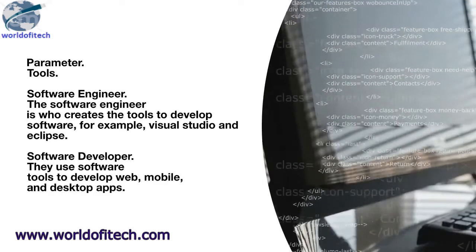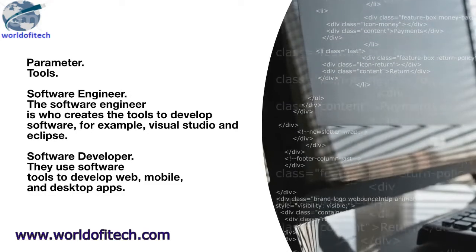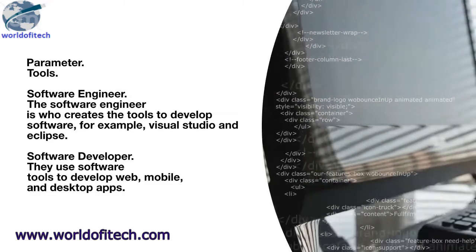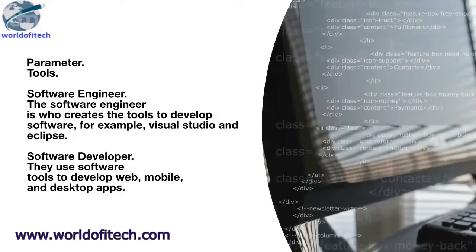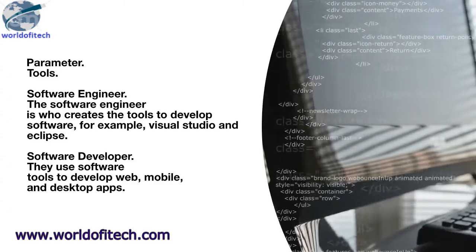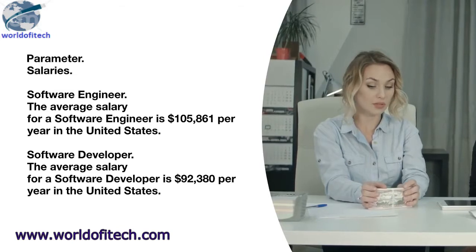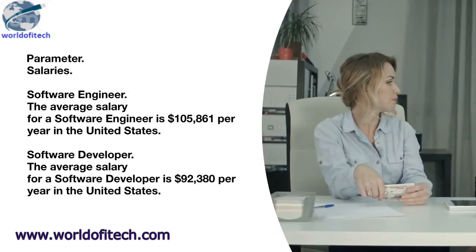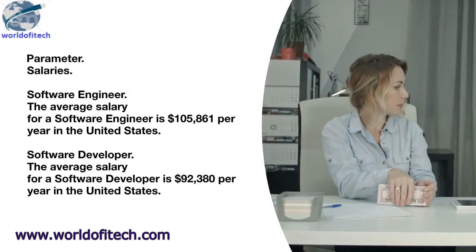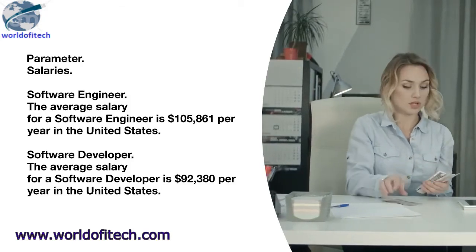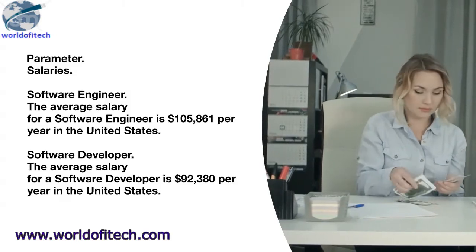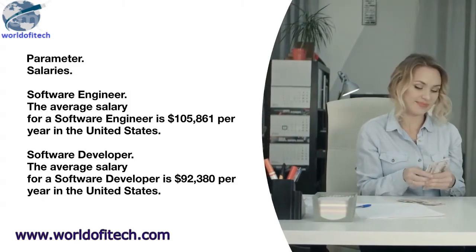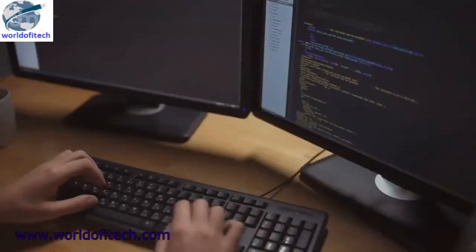Parameter: tools. Software engineer: the software engineer is who creates the tools to develop software, for example, Visual Studio and Eclipse. Software developer: they use software tools to develop web, mobile, and desktop apps. Parameter: salaries. Software engineer: the average salary for a software engineer is $105,861 per year in the United States. Software developer: the average salary for a software developer is $92,380 per year in the United States.